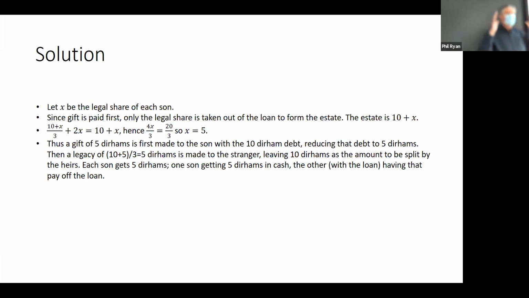And then that leaves 10 dirhams in the estate. That's divided in half between the two sons. So the son who has the loan then gets that 5 dirhams, but of course what's really happened is his debt has been cancelled completely. And the other son gets 5 dirhams. So the 10 dirhams of cash gets split between the stranger and the son, and the other son gets relieved of the 10 dirham debt, 5 dirhams as a gift, and 5 dirhams as his actual share from the estate. Probably matters for tax purposes, how that's all done.